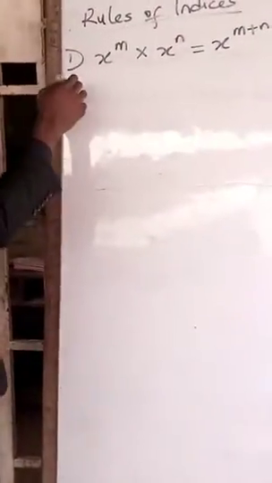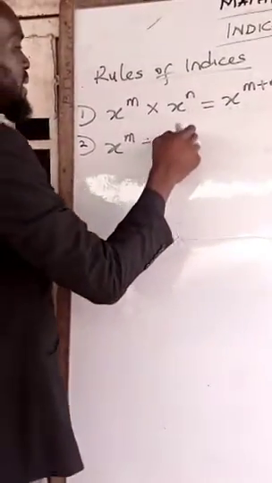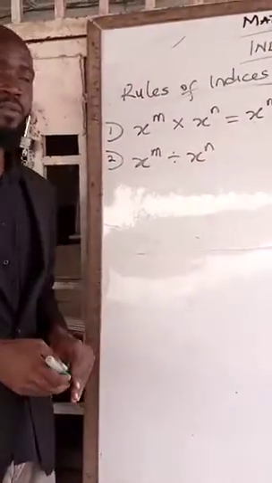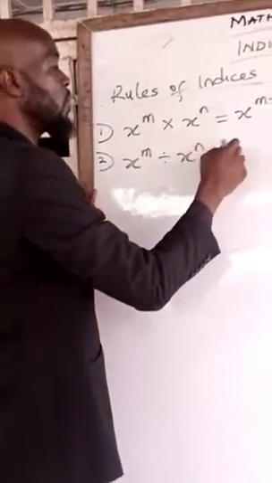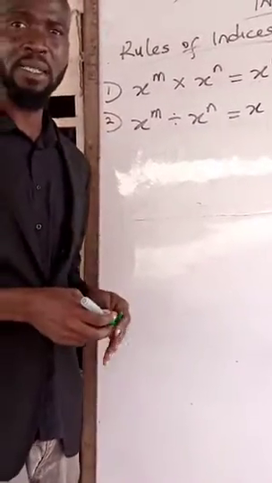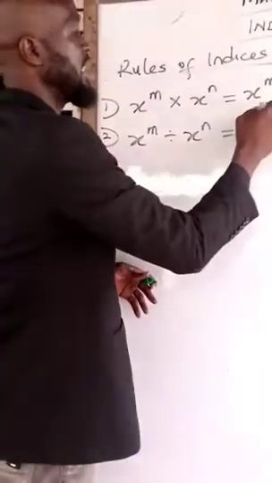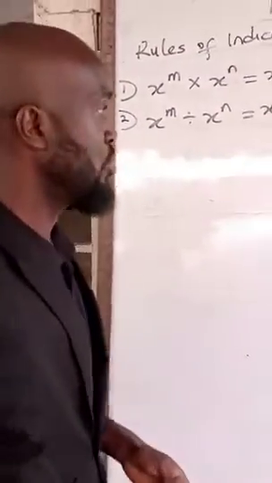Now the second rule is saying if you have two index dividing each other like this, this rule says take one of the base. Thank God we know what base is, the base of an index. Take one of the base, then subtract the power. Now let's see how this rule will work.